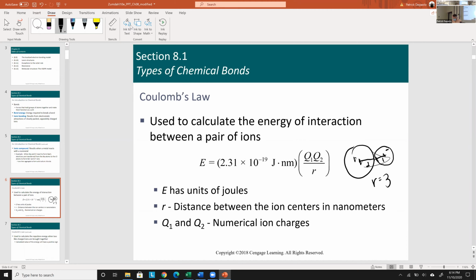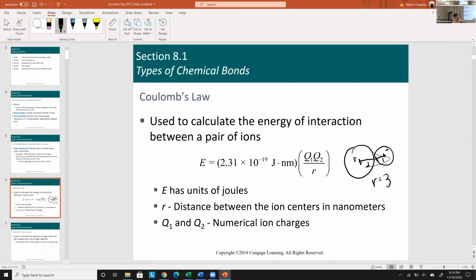Now, a lot of the questions that you're going to be getting on the exam and on the homework are going to be ranking order of bond energies. These two factors play a huge role, whether it's the charge magnitude or the radius. That's why it's important to know the atomic radius trend that we learned last week, because with that trend, you can predict which bond is going to be closer together or have more energy.